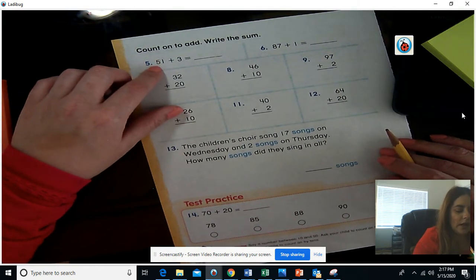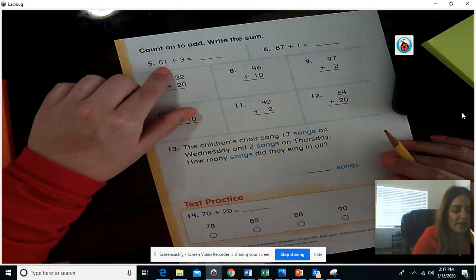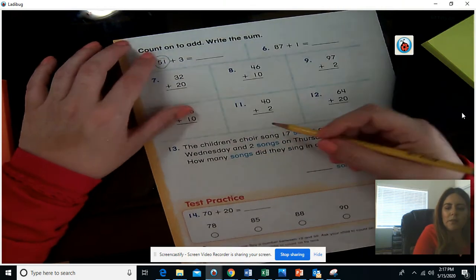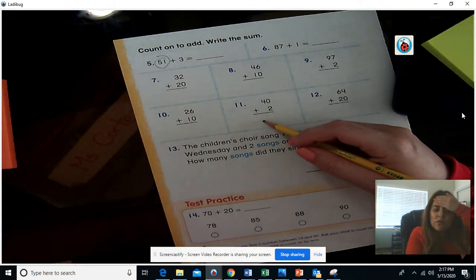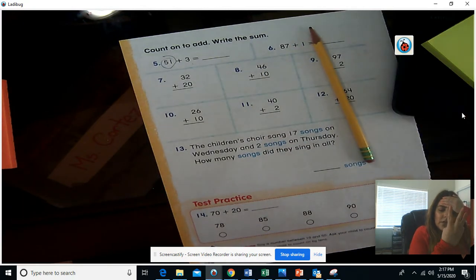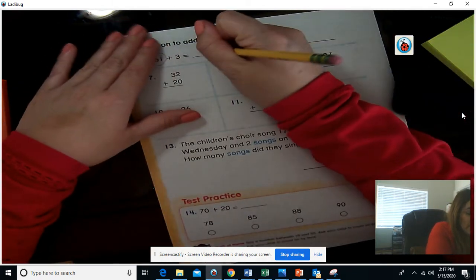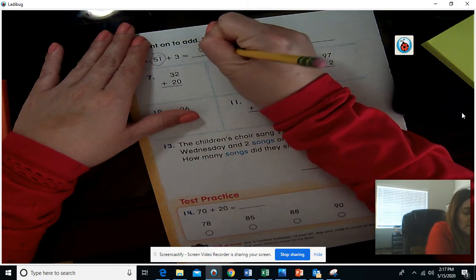So this one I can count on because I'm adding a really small number. So I'm taking the big number, 51, and I'm going to put it in my head. Remember I told you, save it in your head. And I'm going to put up 3 fingers, because I'm going to add 3. So I'm going to count 51, 52, 53, 54. So my answer is 54.